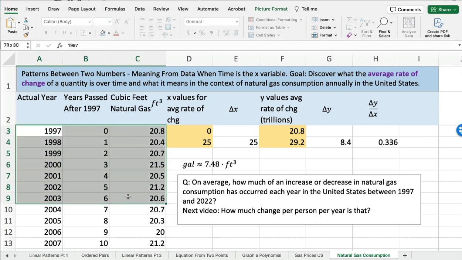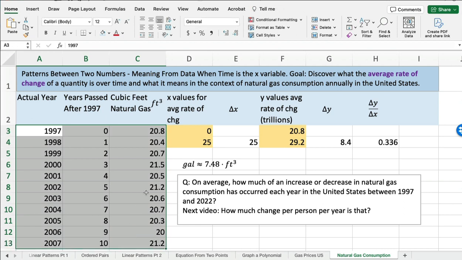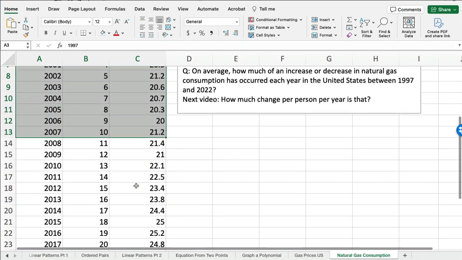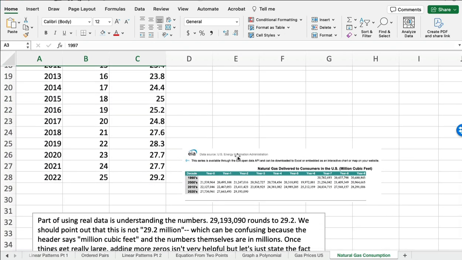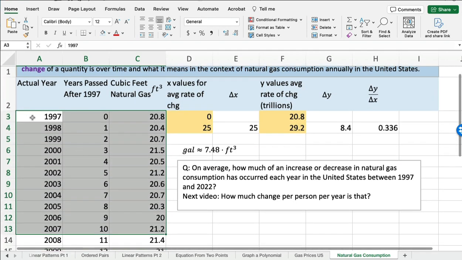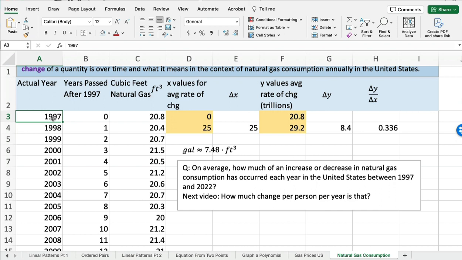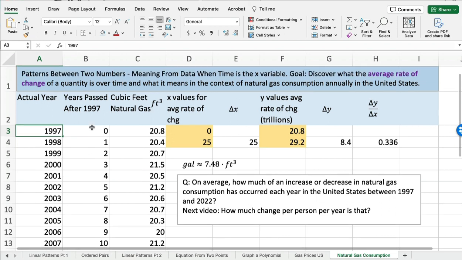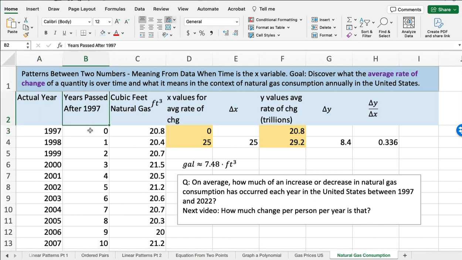So I'm not going to go into detail about that, but I just want you to see that we have our data in columns A, B, and C that we got off of the Energy Information Administration website. So the years in column A are just there to remind us of what those actual years were. Column B, though, these are going to be our x values. So the x values are just measuring how many years have passed since 1997.